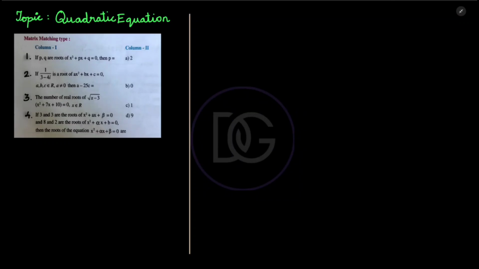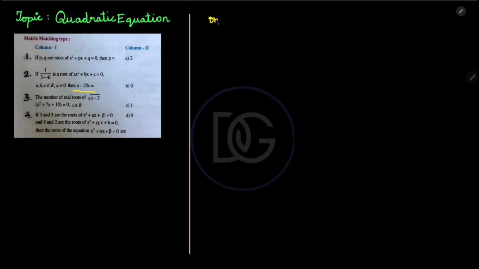Here the second question: if 1 by 3 minus 4i is a root of ax square plus bx plus c equal to 0, a, b, c belongs to R, a is not equal to 0, then a minus 25c equal to. With the help of this one root, we need to find out a minus 25c. Here a, b, c are the coefficients of the given quadratic equation. From this we can conclude that we will work with the product of the roots. Why? Because a and c can be involved in the product of the roots alone.